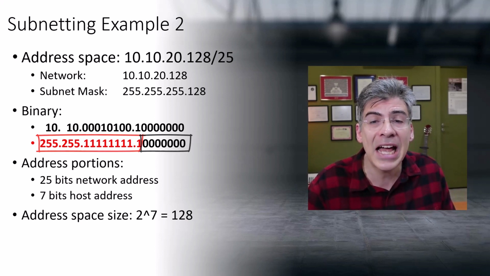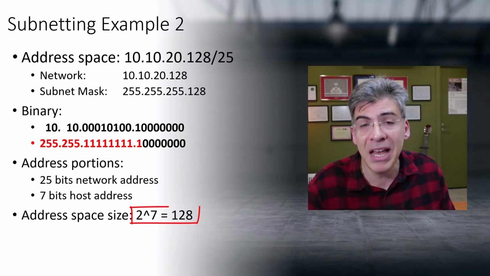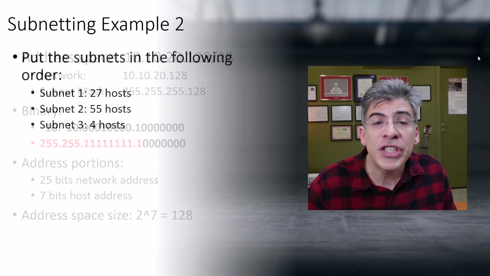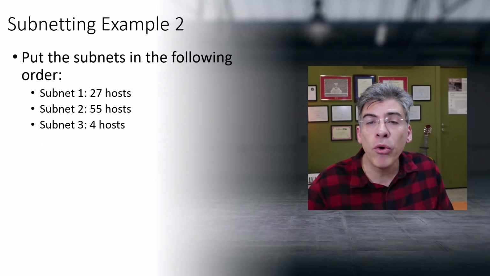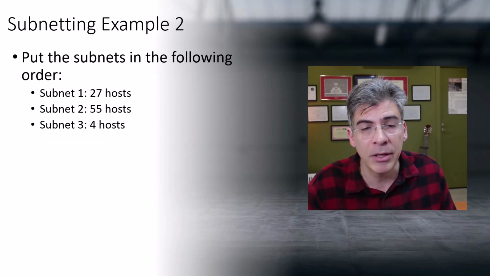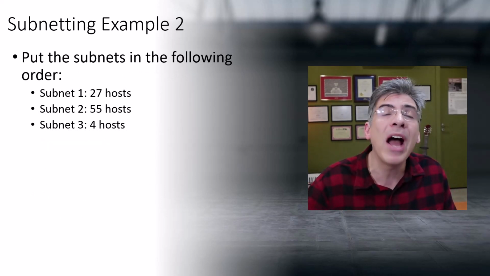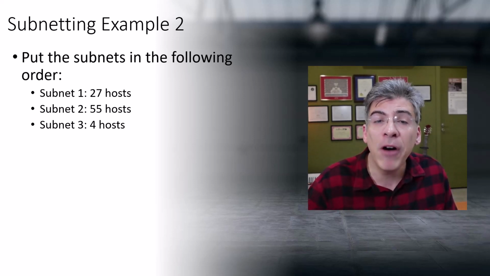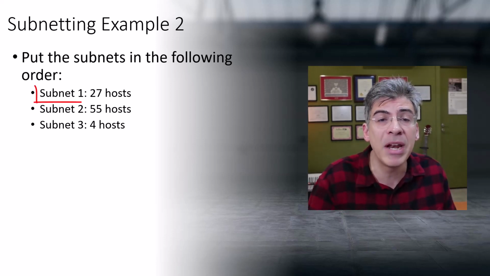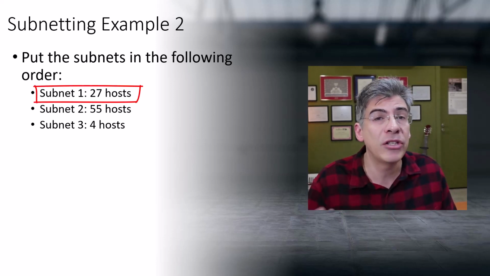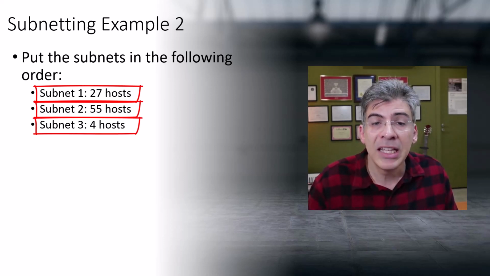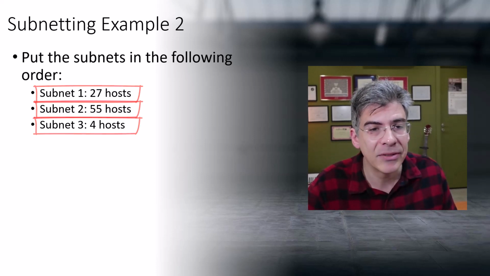How large is this address space? Well, 2 to the power of 7, where 7 is the number of host bits, gives us a value of 128. Now, the first thing to do is to list these subnets in order from largest to smallest, based on the required number of hosts. However, to demonstrate why this is necessary, let's not do it that way. Let's put the subnets in the following order and see what happens. We'll start with subnet 1 with 27 hosts, and subnet 2 with more hosts, 55 hosts, and subnet 3 with 4 hosts. Let's do it this way and see what happens.